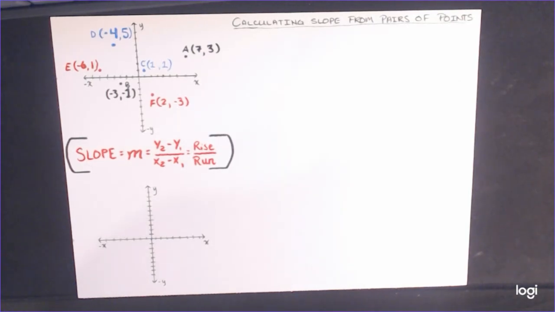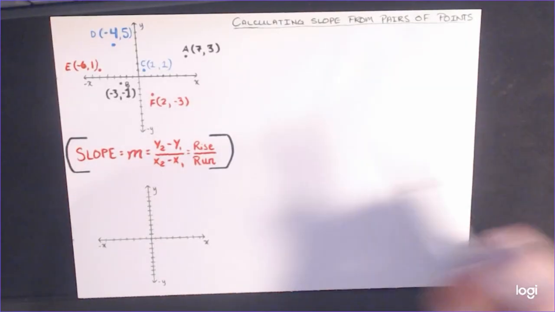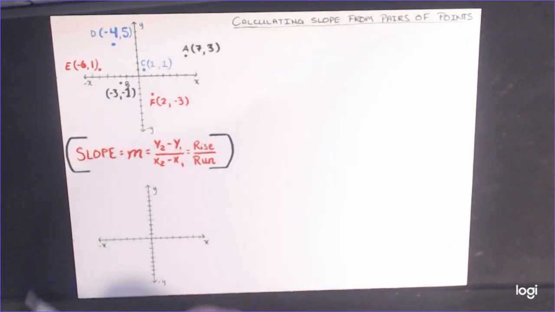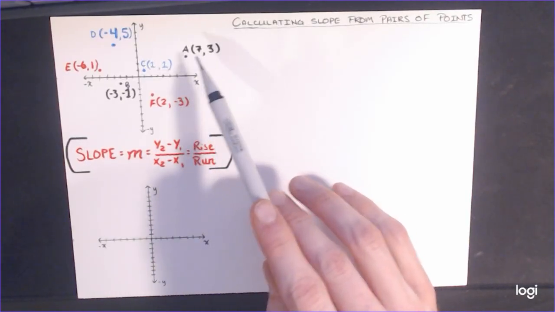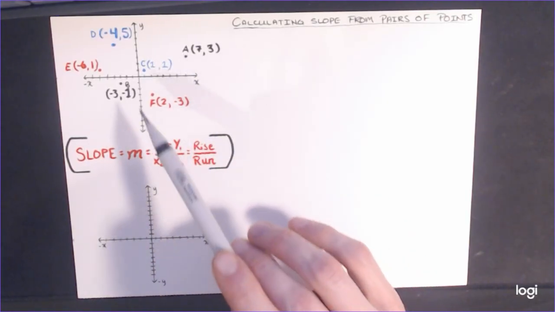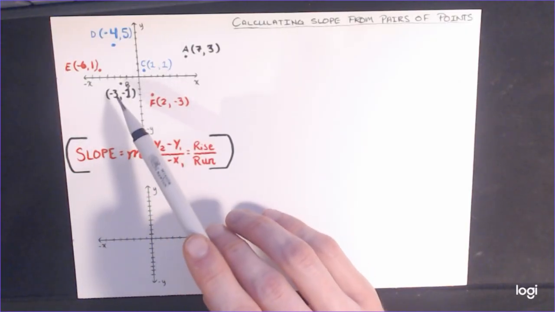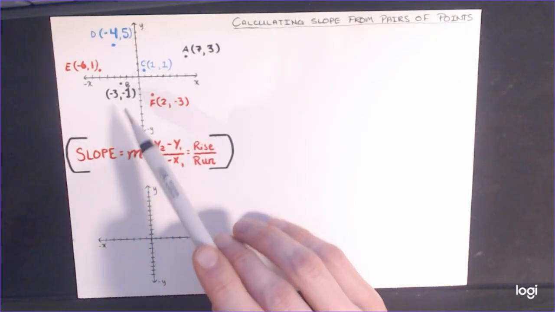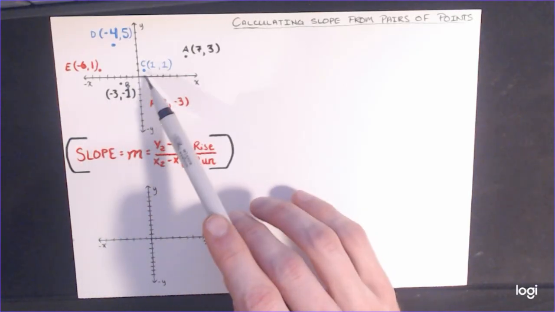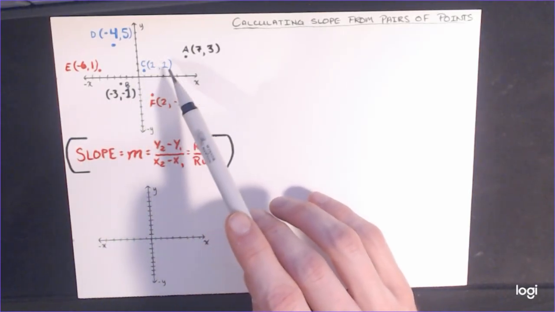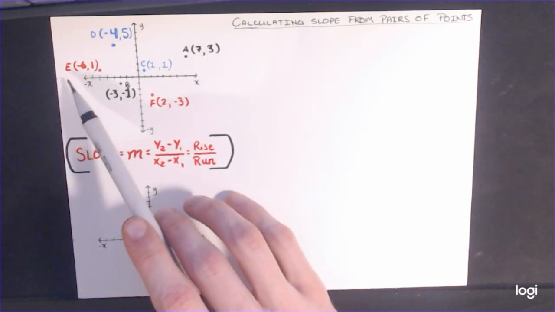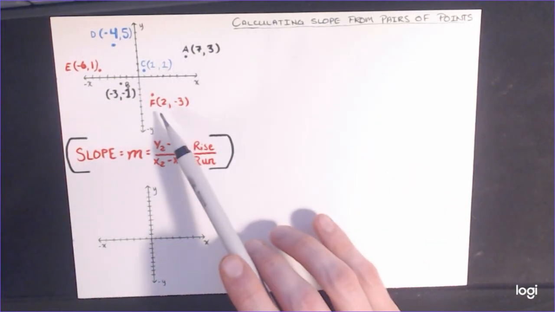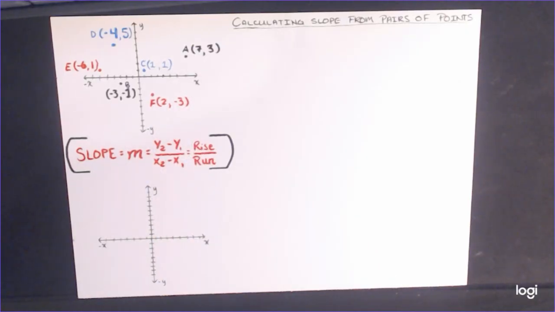Okay, so I'm going to work through a few examples of calculating slope from pairs of points. Over here we have a coordinate plane where we have 6 different points. Point A is at the coordinates 7, 3, so it's 7 for the x-coordinate, 3 for the y-coordinate. The point B has the coordinate -3, -1. C has the coordinate 1, 1. D has the coordinate -4, 5. E has the coordinate -6, 1, and F is the coordinate 2, -3.